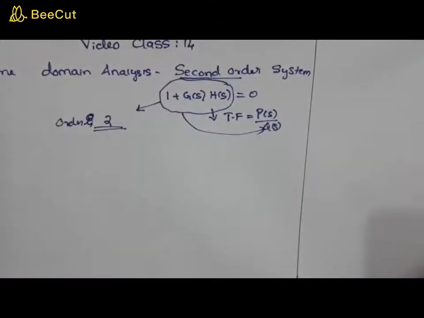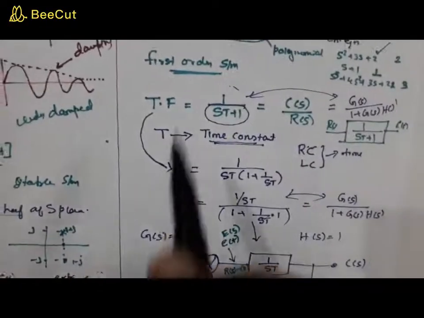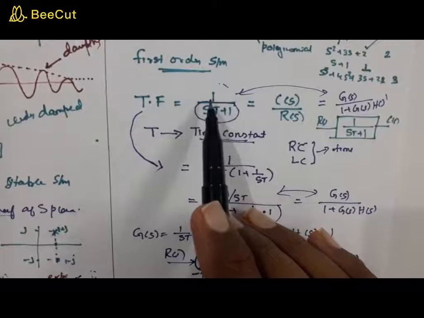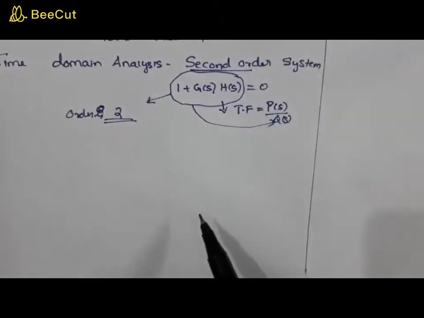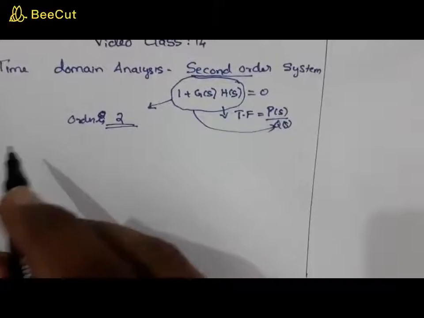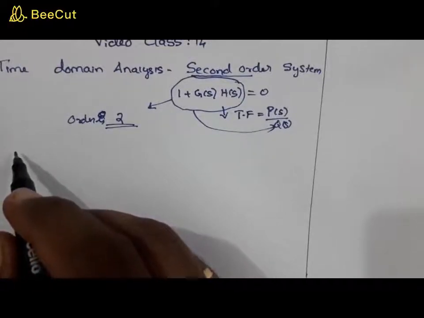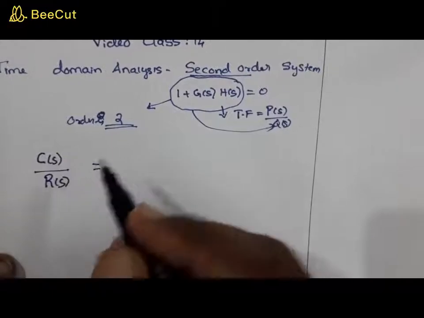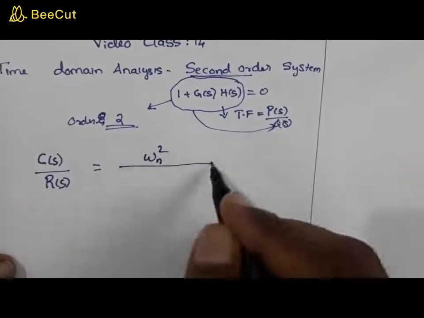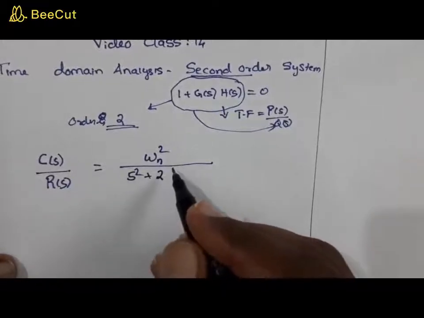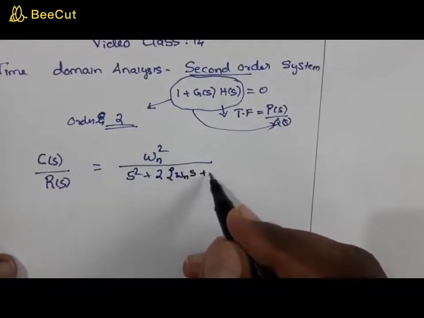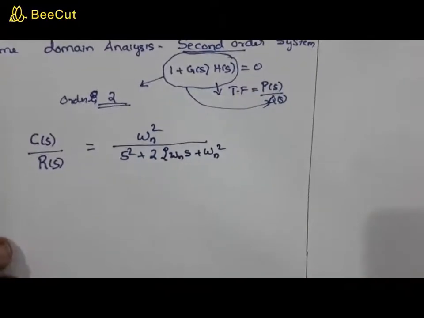Now, to start with, as we started with the first order system, where we assumed a typical first order transfer function of 1 by Sτ plus 1, similarly we will start with a general expression for the transfer function of a second order system, which is given by C of S over R of S is equal to omega n square divided by S square plus 2 zeta omega n S plus omega n square.